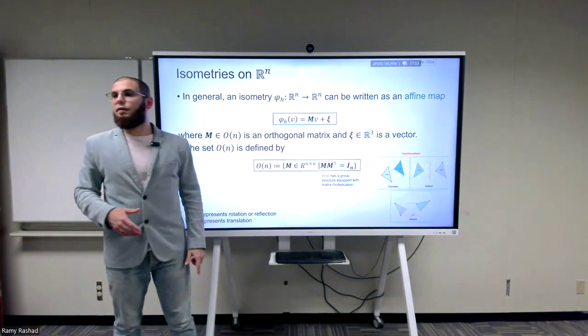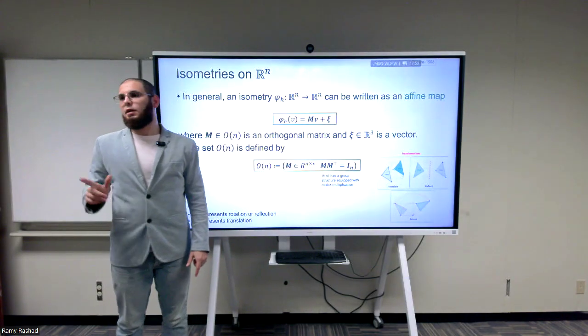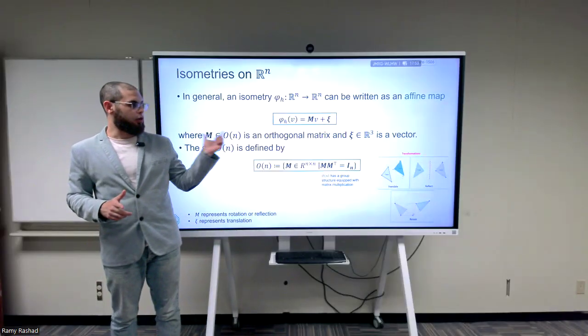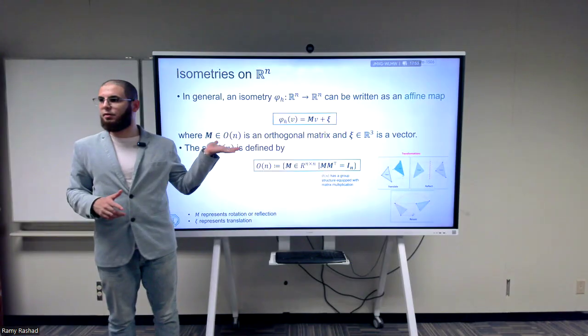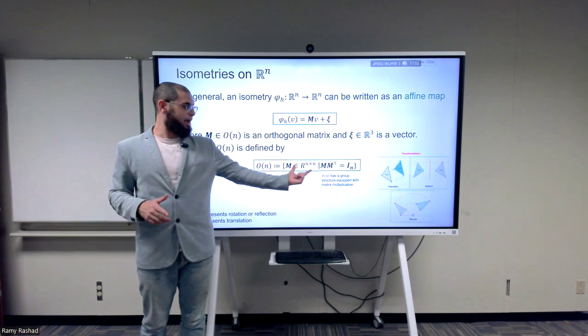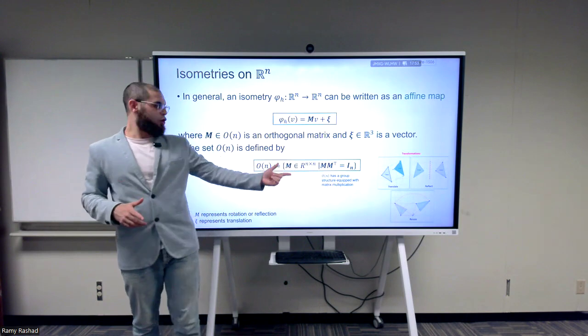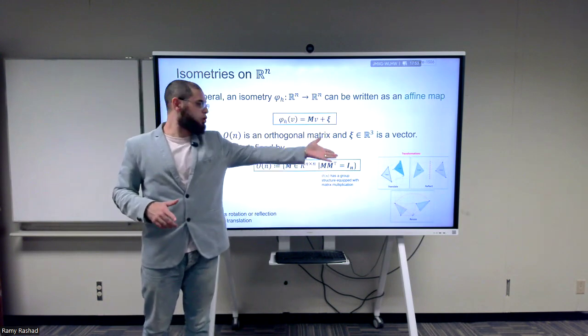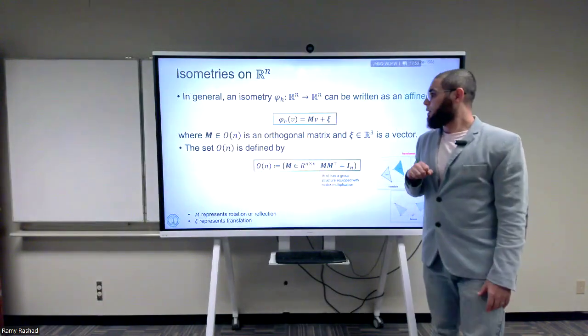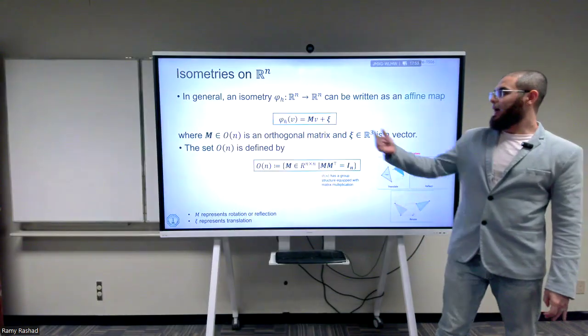The M itself cannot be any n by n matrix. It must belong to what's known as the orthogonal group. You worked with this in the assignment. Okay? How is it defined? It's simply the set of all n by n matrices which, when you multiply them by their transpose, you get the identity. So this is a set, and the M here.